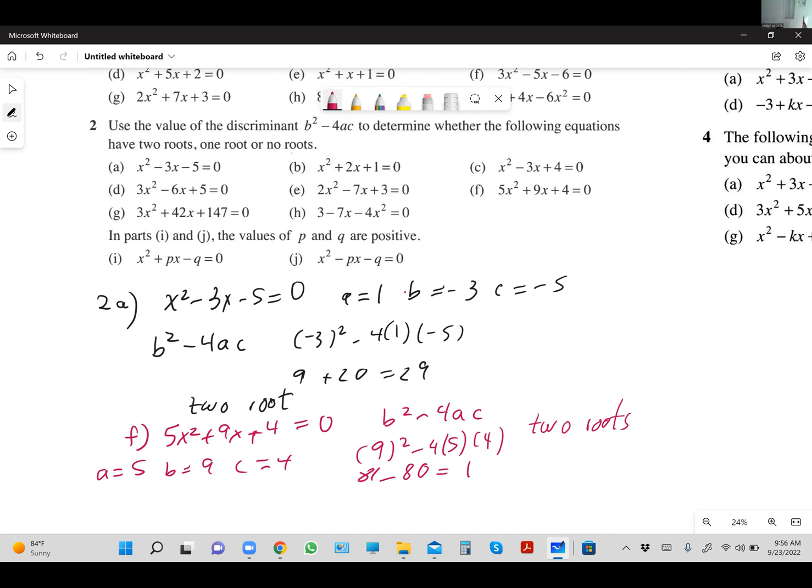We said if b squared minus 4ac was greater than 0, we have 2 roots. If it was equal to 0, we said what? 1 root. And if it was less than 0, it had no roots. Remember? So that means 2 roots, it has 2 x-intercepts. 1 root only touches the x-intercept. No roots, it doesn't cross the x-intercept.